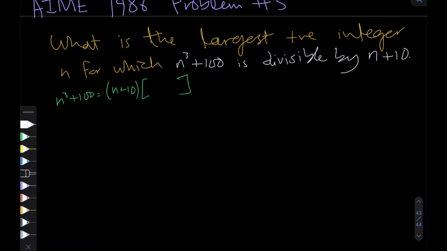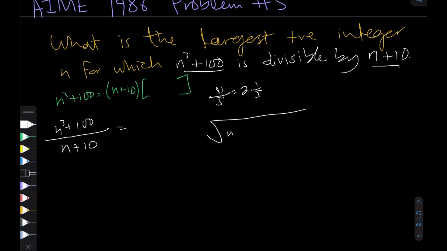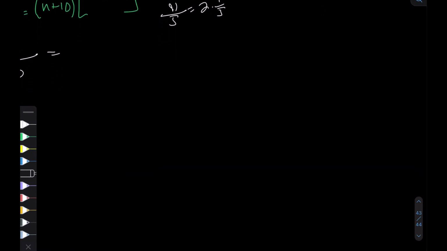Since we have two unknowns, sort of, because n can be anything, n is a positive integer, what we can do is say that n cubed plus 100 divided by n plus 10 equals something, just like how 11 divided by 5 is 2 plus 1 over 5. Similarly, we can break this up. So I am dividing n cubed plus 0n squared plus 0n plus 100 by n plus 10.